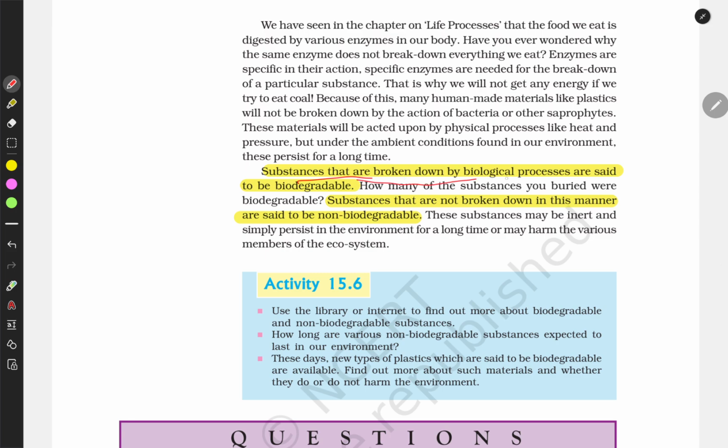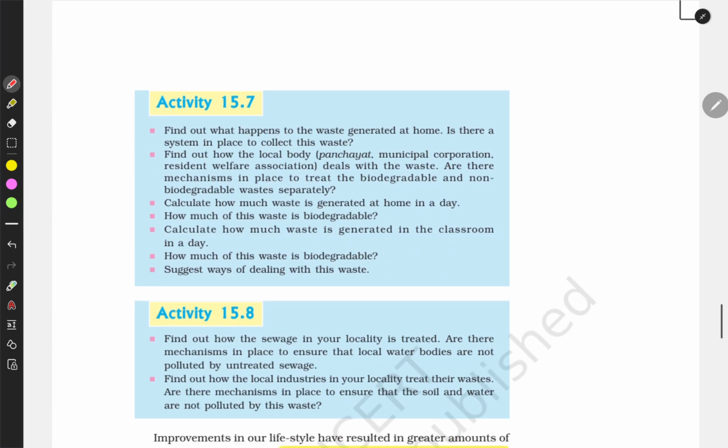Substances that are broken down by biological processes are said to be biodegradable. So degradables can be broken down. Molecules which can be broken down are called biodegradable. Substances that do not break down in this manner are said to be non-biodegradable. So if a biological process is breaking down a substance or molecule, it is called biodegradable. If not, then it is non-biodegradable.